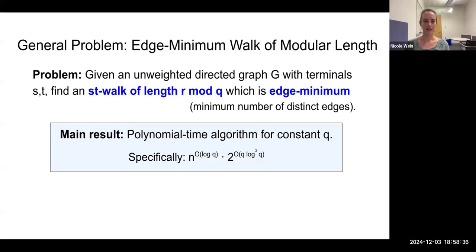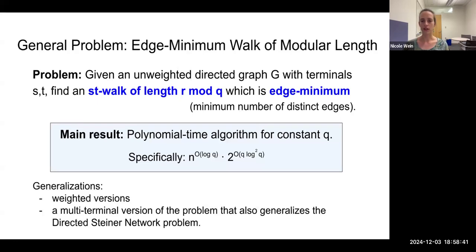Okay. We also study a few generalizations of this problem. We study the weighted versions, and we also study a multi-terminal version, which, it turns out, also generalizes the directed Steiner network problem. So I won't talk about those specifically.